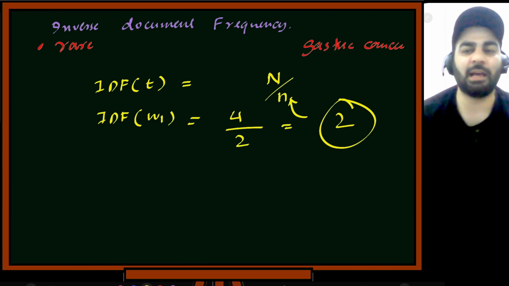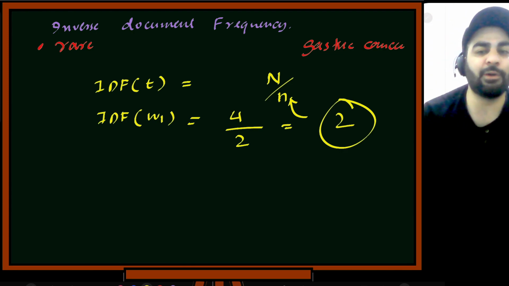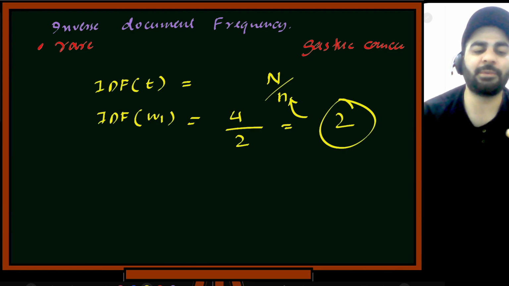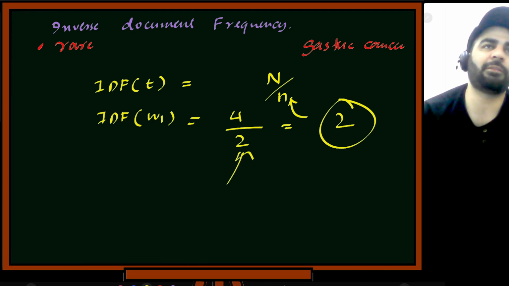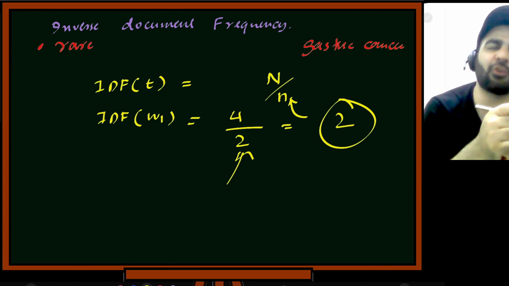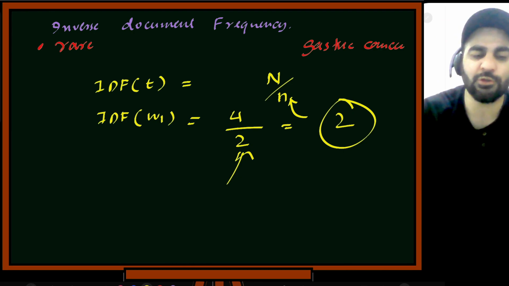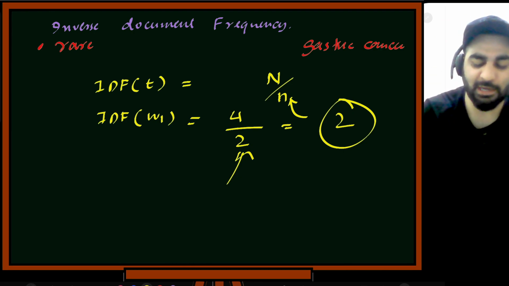So if that number is higher, it means this word is very rare. That's why it's called inverse document frequency, that you can see it clearly. Document frequency basically tells you how many documents a word is present in. If I ask you what the document frequency is, you can tell me in how many documents the word appears. Here it was 2, but now it's called the inverse document frequency, because now you are inverting it.